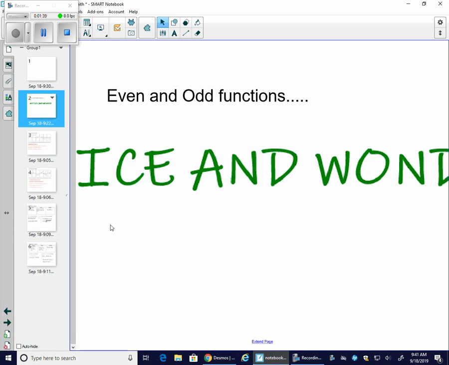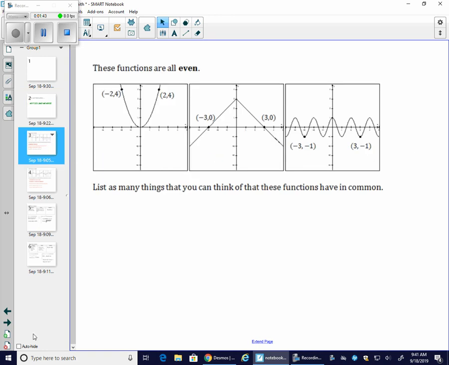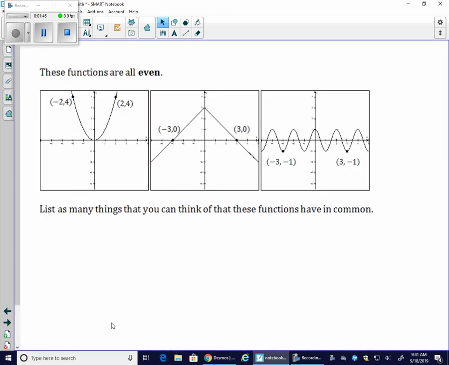So I'm going to ask that you just do some noticing and wondering. I'm going to give you a set of even and odd graphs. Here's a set of even. I want you to list as many things that you can think of that these functions have in common. Now would be a great time to pause the video and give your brain some individual processing time. Allow this information to just soak in, just notice and wonder. That's how you're really going to learn.